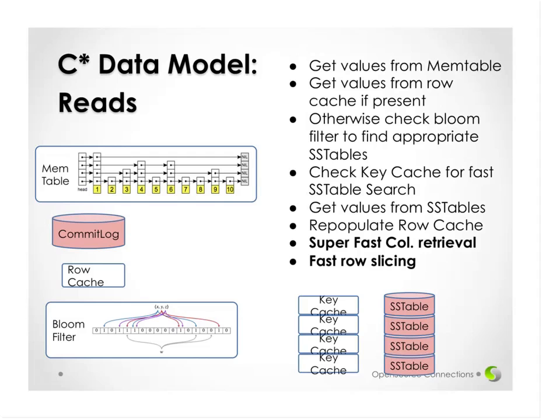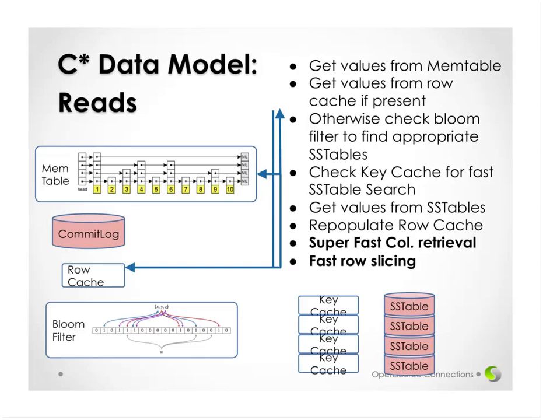Reads get a little bit more complicated, but it's important to understand that because when we want to use the Cassandra data model well, we need to understand how data is going in or being read back out. The first thing you do when you want a column or a slice of columns is you check the memtable. And if you find what you want there, that's easy.